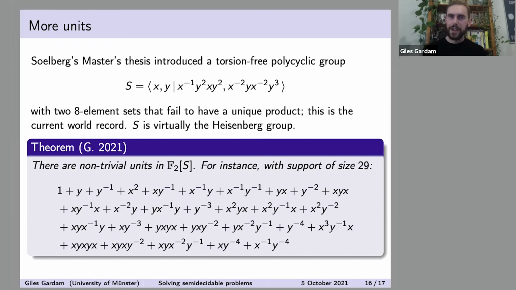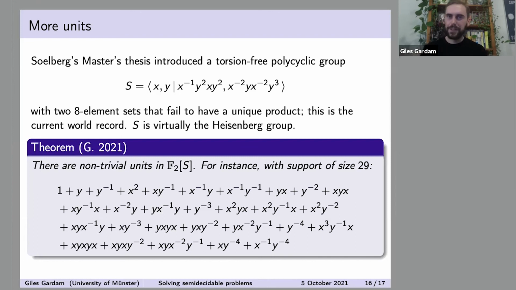And the way this group arises is from trying to find very small failures of the unique product property. So you sort of say, let's consider the presentation of some universal group such that it doesn't have the unique product property because I have these 8 elements and those 8 elements, and when I multiply them together, they pair up in this way. So we fail to have the unique product property with these two 8-element sets. This is the current world record, so to say. It's not necessarily the best possible, but it's the best that we know.